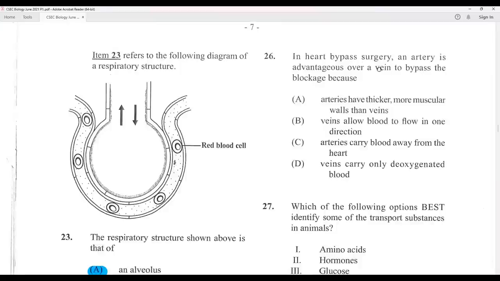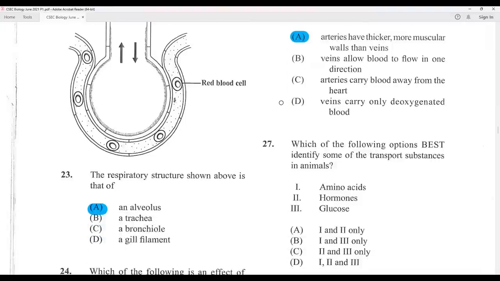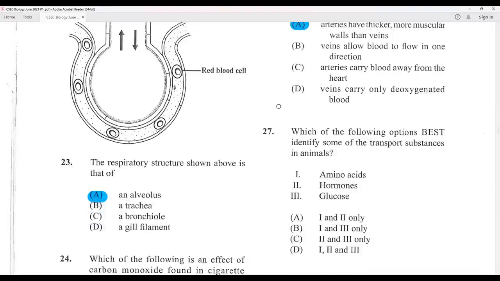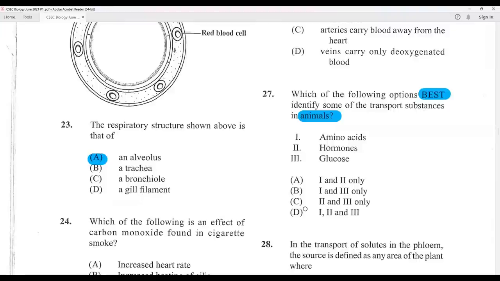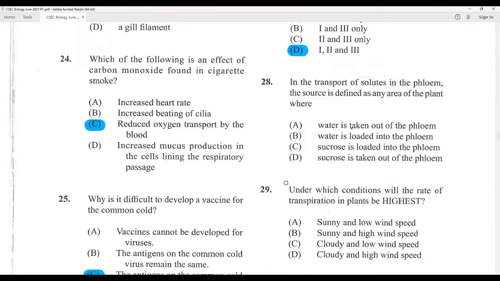In heart bypass surgery, an artery is advantageous over a vein to bypass the blockage because arteries have thicker, more muscular walls than veins. This is true. All right? So it means they're able to withstand more pressure. They are more supported. Which of the following options best identifies some of the transport substances in animals? They ask for the best. In animals, by the way, so this is of note, amino acids, that's true, hormones, yes, glucose, yes. So we're looking for an answer that corresponds to all three, let's set up D.